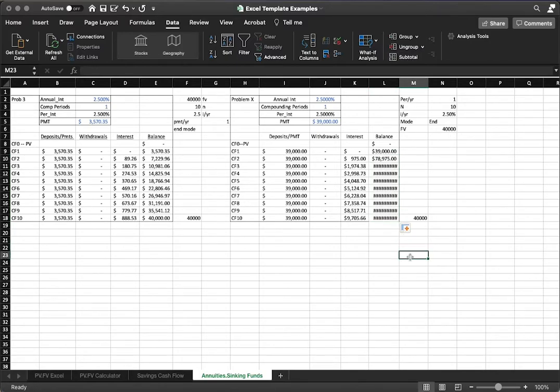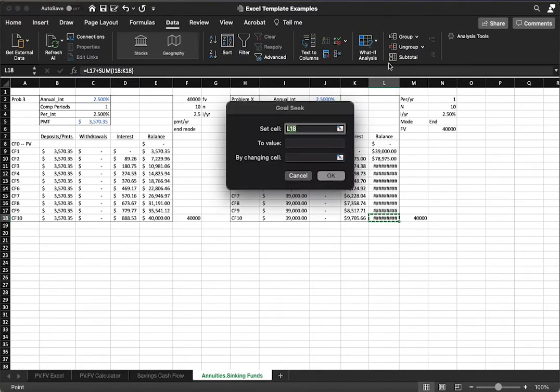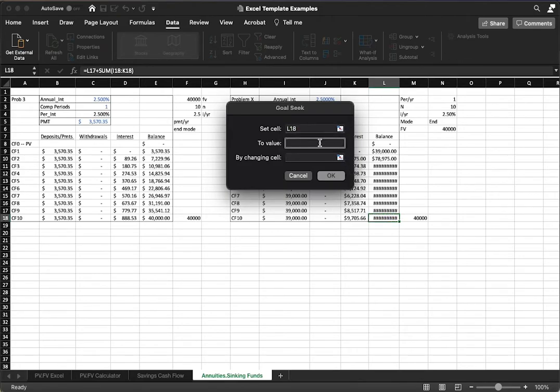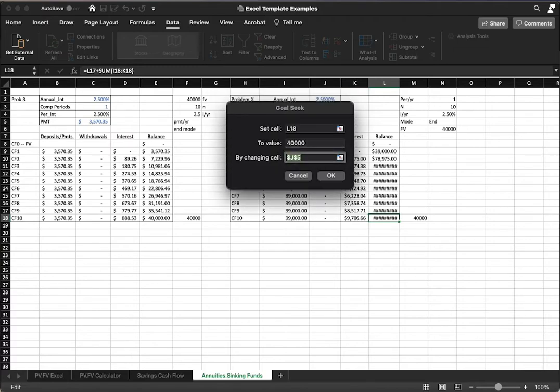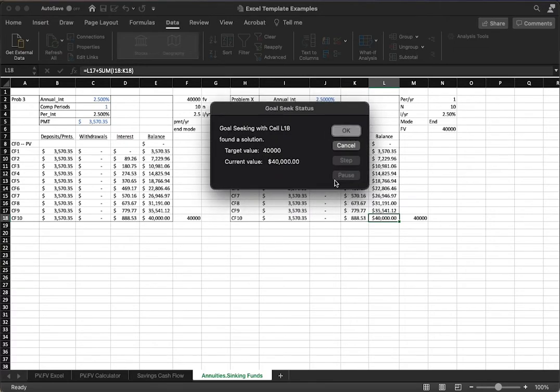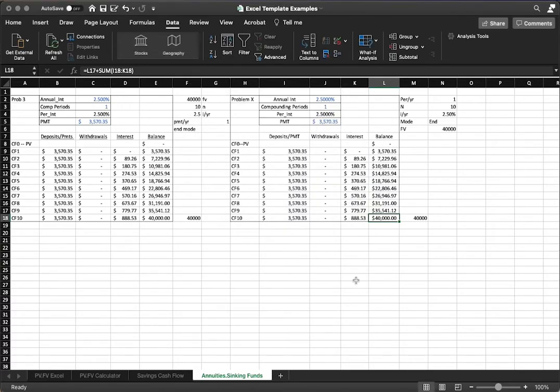We're not going to change that cell quite yet because we're going to come back up to data, what if, and we'll do this again one more time. Say cell L18, 40,000 by changing our payment. Hit OK. We'll watch it do its calculations. There we go. Now that makes sense. This is the correct answer. This is how you go about using goal-seek.